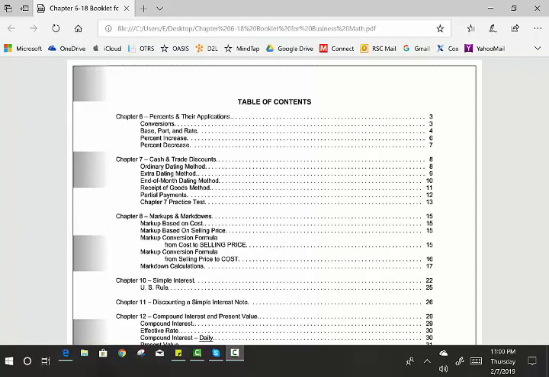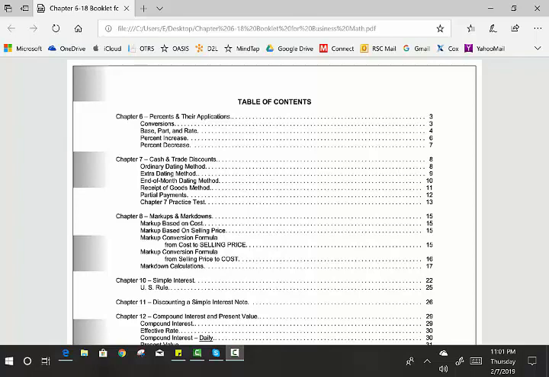Chapter 6, Percentages and its Applications. This particular chapter we're going to cover the conversions and base, part, and rate, percent of increase and a percent decrease type of problem.